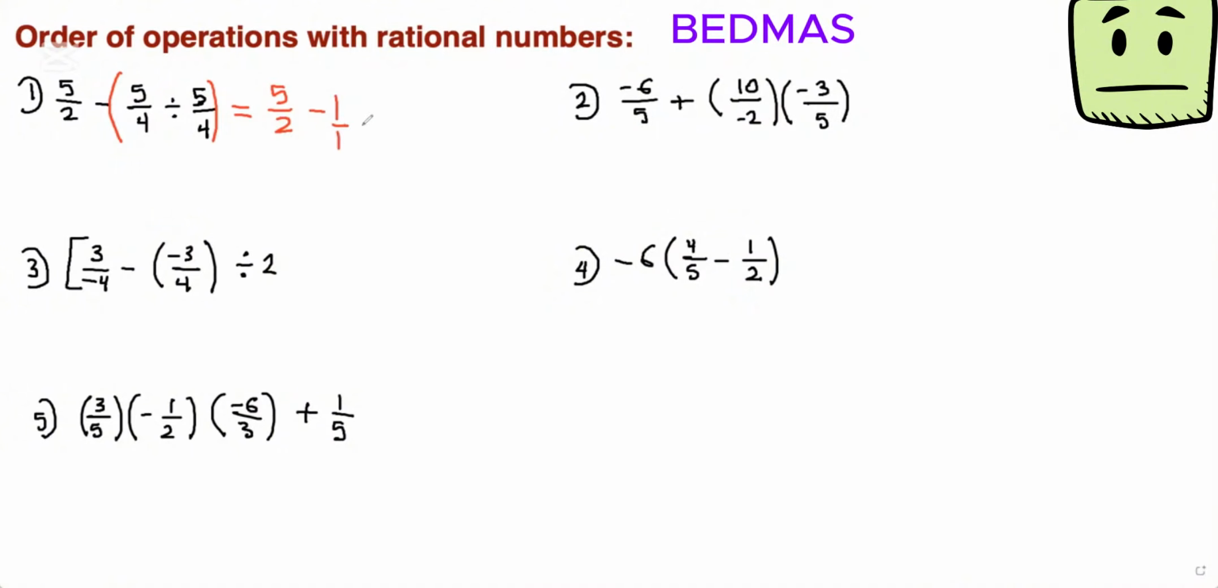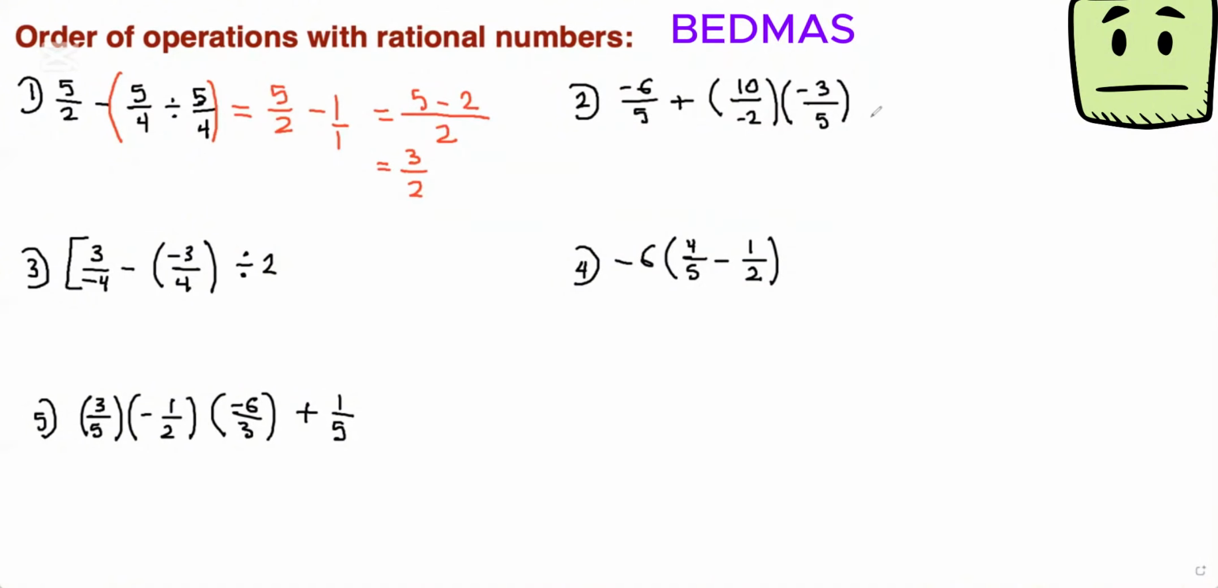Now this is 1/1, so we have to do common denominator. And the common denominator is 2. 2 divided by 2 is 1 times 5 is 5. Minus 2 divided by 1 is 2, 2 times 1 is 2. And therefore we get 3/2 as an answer for this one.